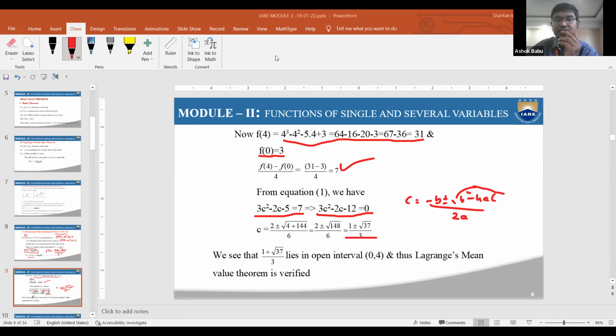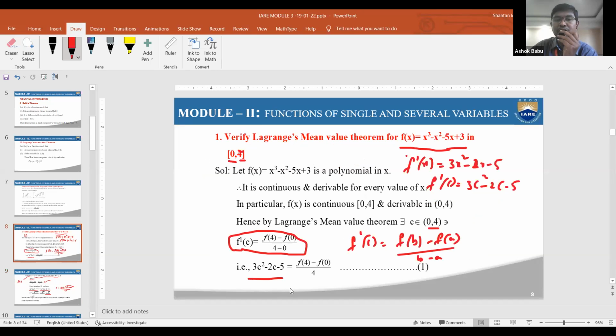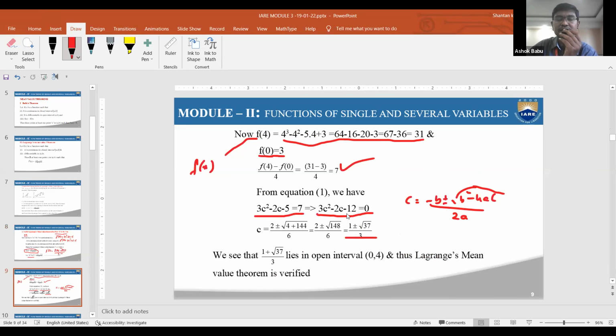Here one person is asking how f of 4 came, sir? No problem. f of 4 is nothing but the f of x function. The function is already given: f of x is equal to x cube minus x square minus 5x plus 3. In that you need to replace x with 4. You can see the previous slide for the solution. That is f dash of c is equal to f of b minus f of a by b minus a, where a is 0 and b is 4. Any more doubts like this?